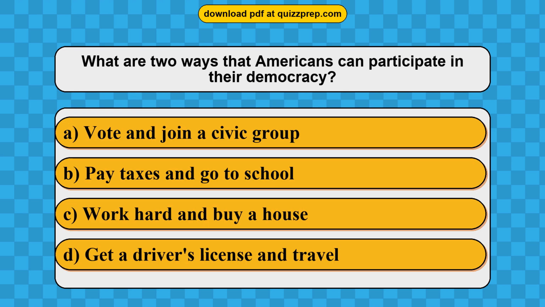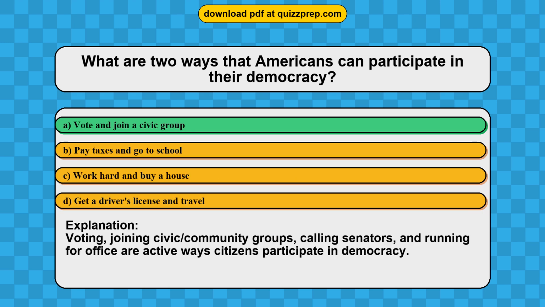Question 10. What are 2 ways that Americans can participate in their democracy? Option A. Vote and join a civic group. Option B. Pay taxes and go to school. Option C. Work hard and buy a house. Option D. Get a driver's license and travel. The correct answer is option A. Vote and join a civic group. Voting, joining civic/community groups, calling senators, and running for office are active ways citizens participate in democracy.